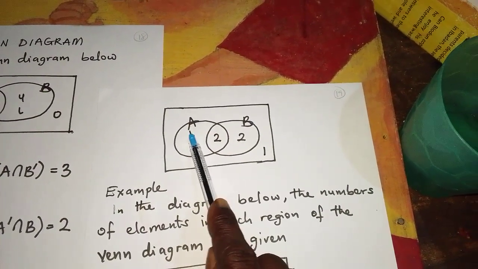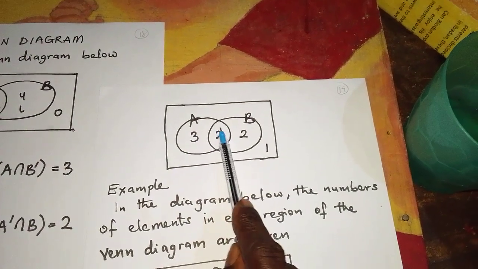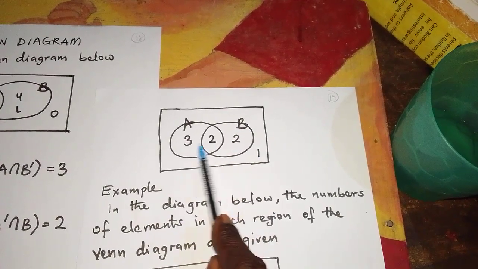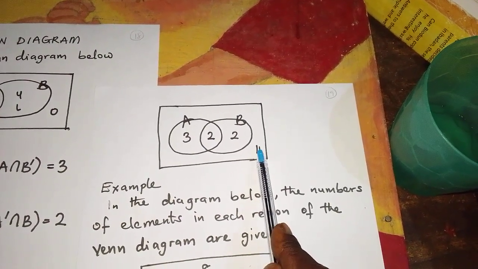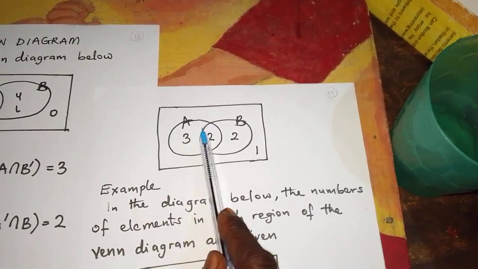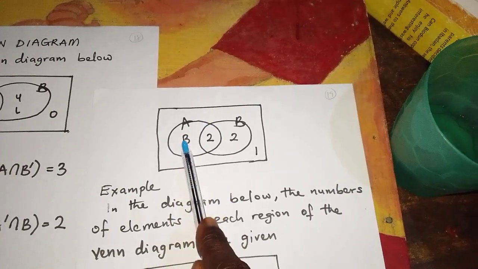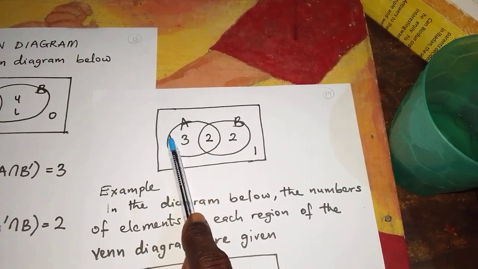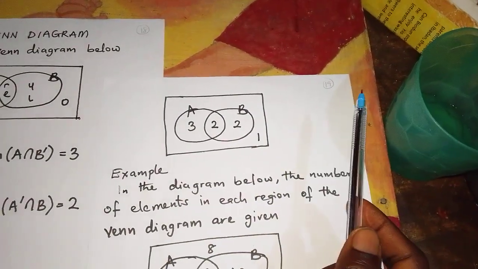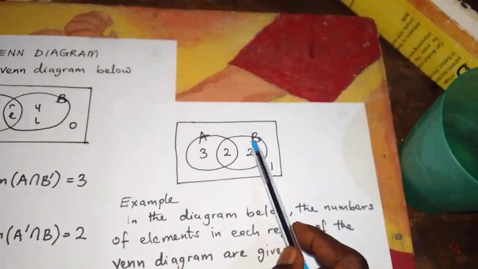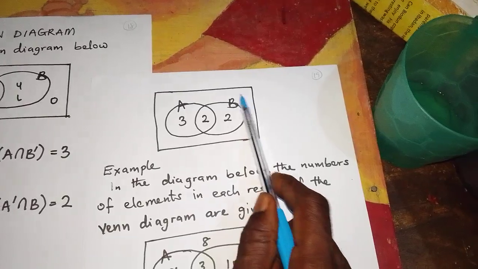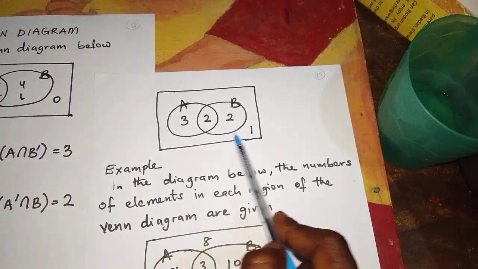So this one gives number of elements in A only, A intersection B, B only, and this one represents A union B complement. So if we want to know total number of elements in each of these sets, just add everything in this circle together. 3 plus 2 will give us 5 elements in A. Then 2 plus 2 will give us 4 elements in B. Now, total number of elements in A and B, 3 plus 2 plus 2, which is 7. Then total number of elements in the universal set, you have to add everything together.